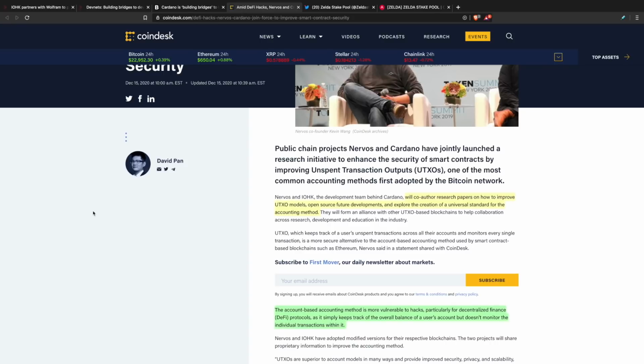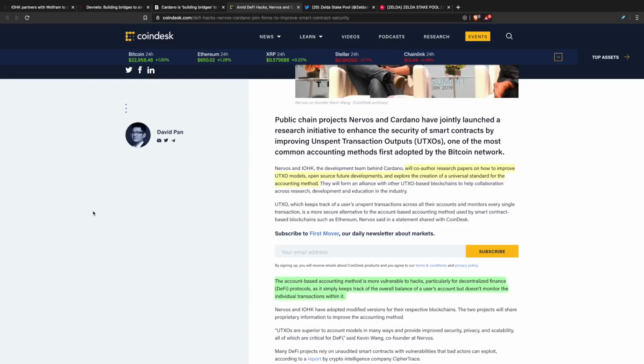As opposed to something like UTXO, this consensus protocol is actually adopted first by Bitcoin, and we're seeing the evolution of that with the extended UTXO model on Cardano. This accounting model keeps track of a user's unspent transactions across all of their accounts and monitors every single transaction. This is a more secure alternative to the account-based accounting model.